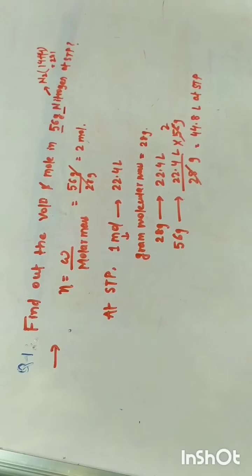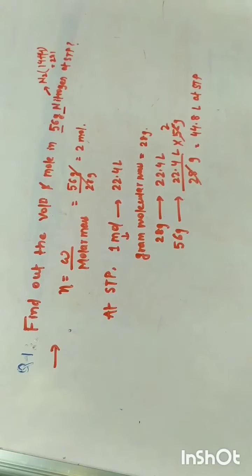Next question is question number 5. Calculate the number of atoms of chlorine in 2.08 gram of BaCl2, barium chloride. Okay, calculate the number of atoms of chlorine in 2.08 gram of barium chloride.